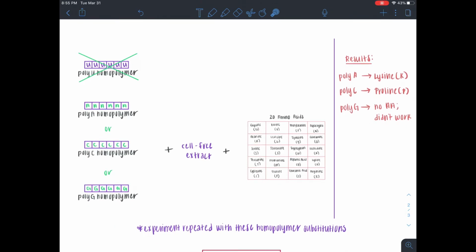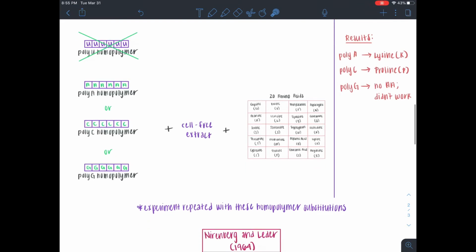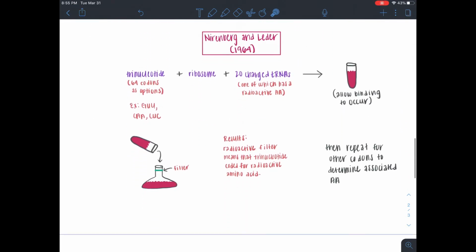They conducted the same experiment with the other homopolymers possible: poly C sequence, the poly A sequence, and the poly G sequence. They found that the poly C sequence coded for proline, the poly A sequence coded for lysine, and the poly G sequence did not code for any amino acid and didn't work. This determines which amino acids 3 of the 64 codons code for, but what about the other 61?